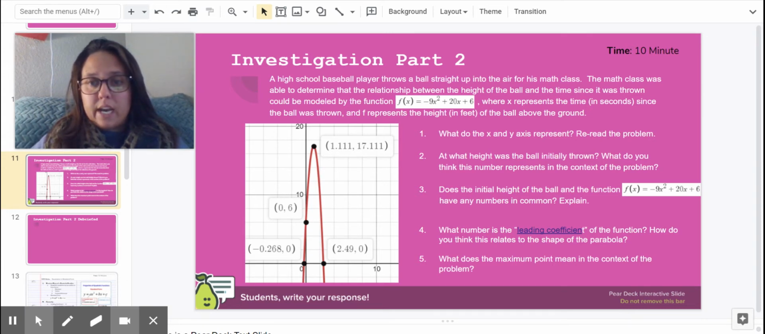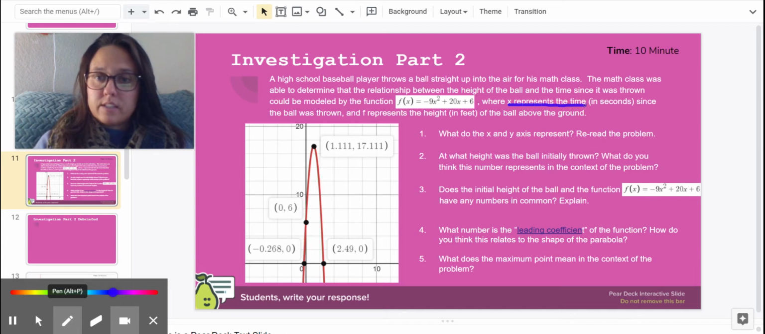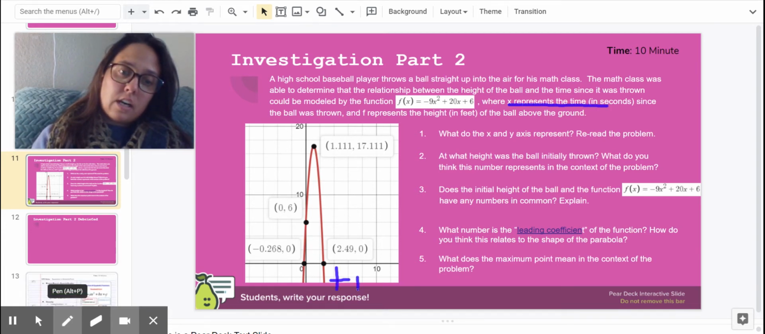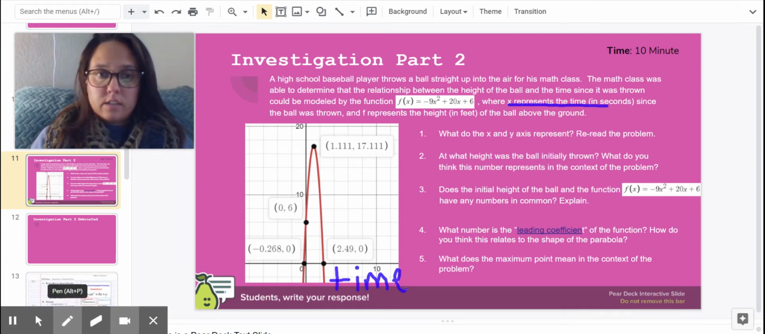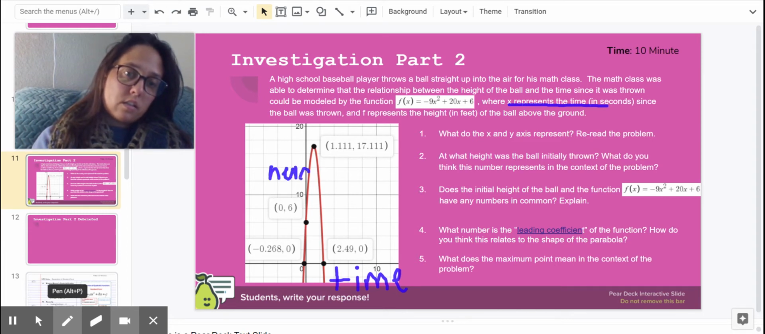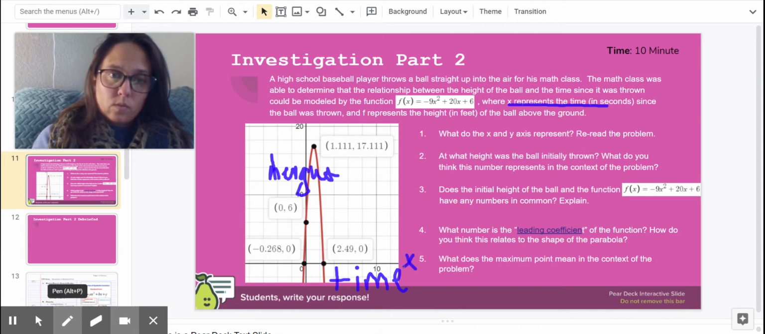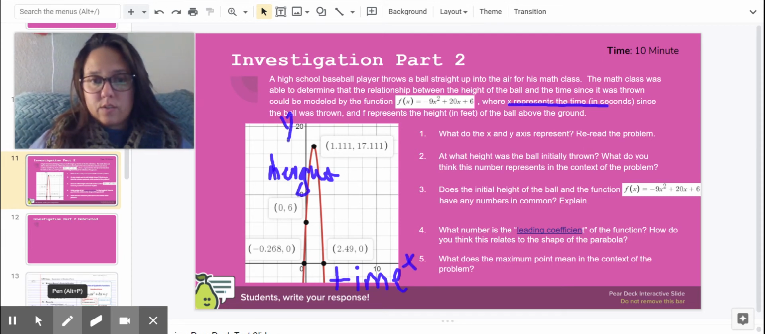What do the x and y axis represent? Reread the problem. So if we look back at that last sentence, it says x represents the time. So this is our time. And f represents the height. Therefore, the y-axis will be our height. And here is x, y. So again, x-axis represents the time the ball is in the air, and the y-axis represents the height of the ball at a given time.